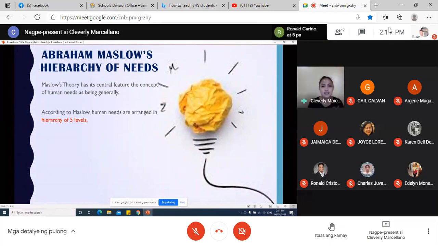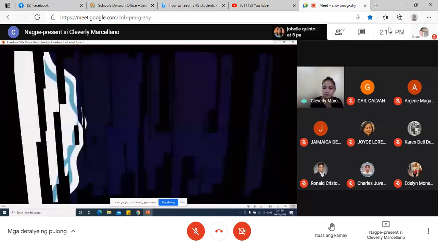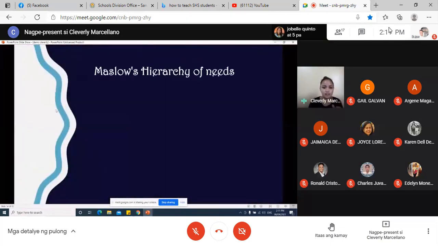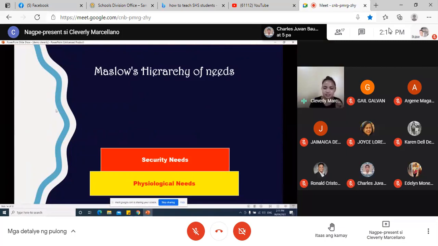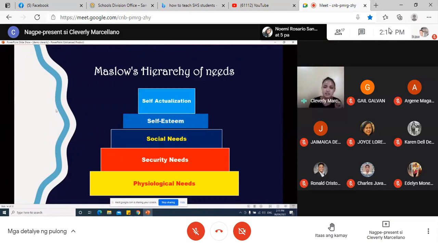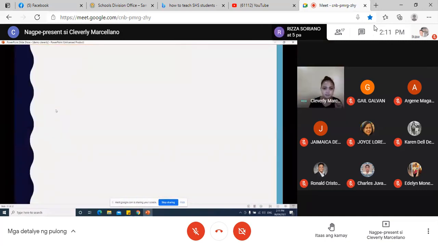So, ayon kay Maslow, namamotivate tayo magtrabaho dahil sa mga pangangailangan natin. At yung mga pangangailangan natin na yun ay naka-arrange from lowest to highest. The first one is physiological needs. And the second one is security needs, social needs, self-esteem, and self-actualization. Let's go to physiological needs.